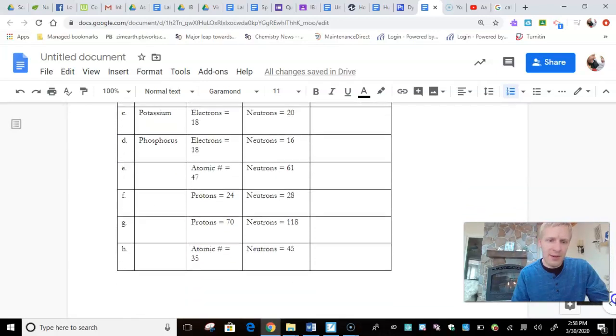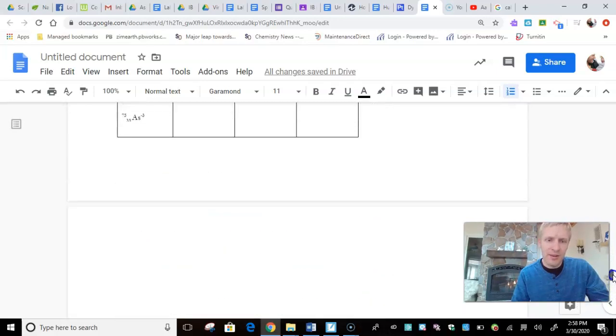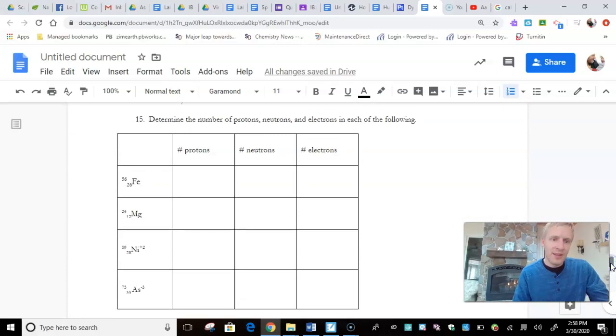Alright, here we go. Here's the last part. These are the fun ones. We got to figure out protons, neutrons, and electrons. And the nomenclature is written like this, where we got mass number on top and the atomic number of protons on the bottom, and the element symbol to the right. So the number of protons, that's fairly simple. It's the atomic number, 26.